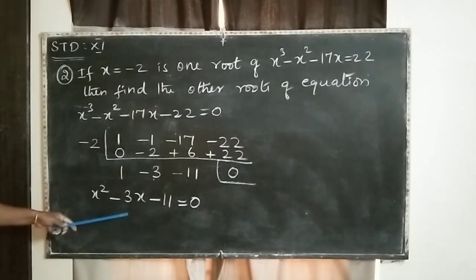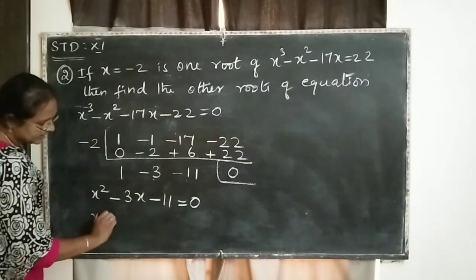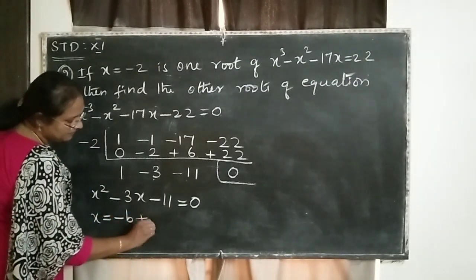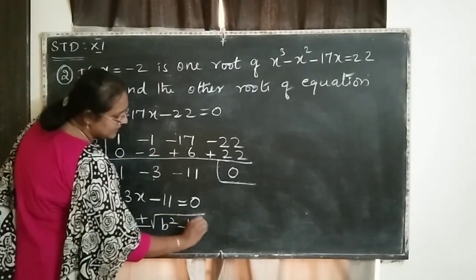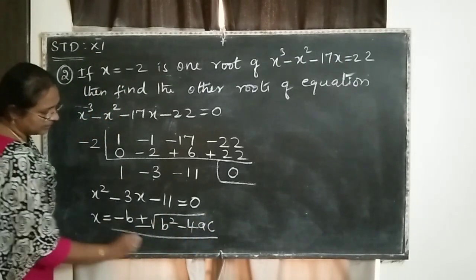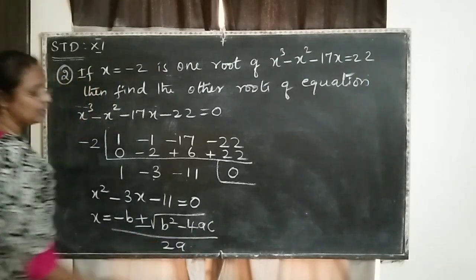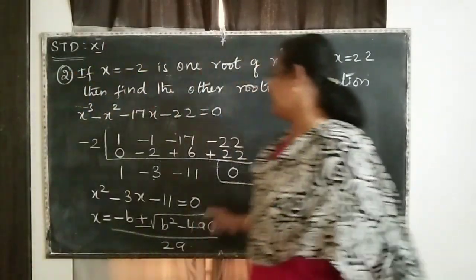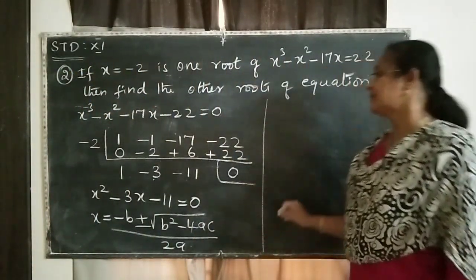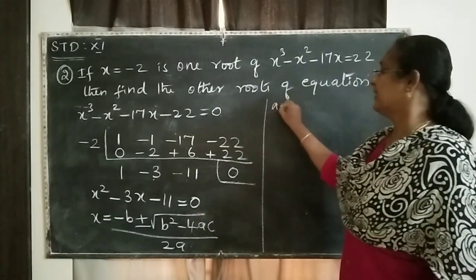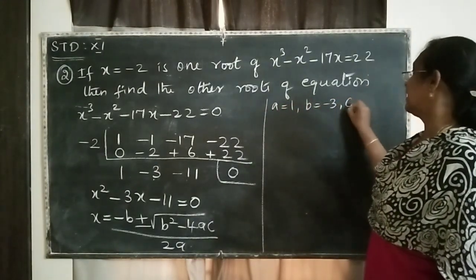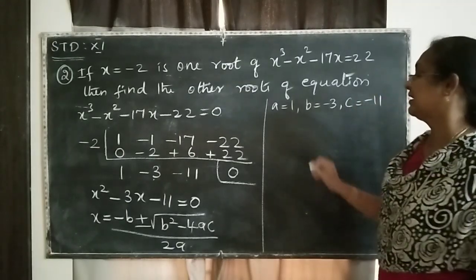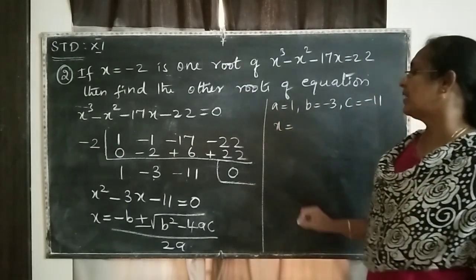So I am going to go for the quadratic formula. So what does the quadratic formula say? x equals minus b plus or minus square root of b squared minus 4ac, the whole divided by 2a. Yes or no? You know the values of a, b and c here. So let's substitute and see. What is the value of a? It is 1. What is the value of b? It is minus 3. What is the value of c? It is minus 11.